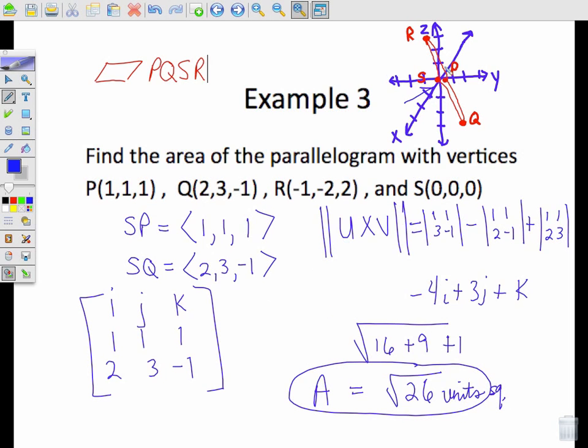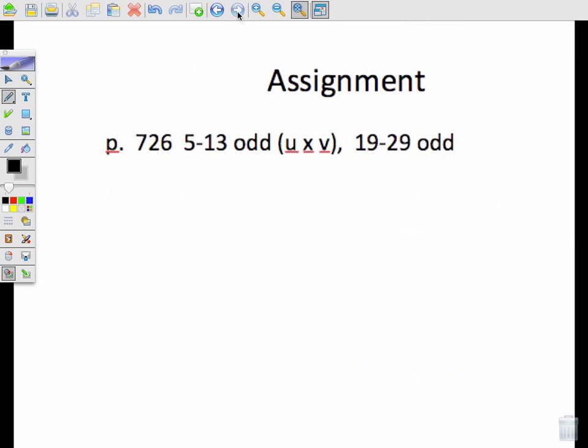So I basically plotted my points. I found these 2 consecutive vectors. And then you find the cross product of the 2 vectors right there, and then the magnitude of it, and that gives you your area. Here is your assignment.